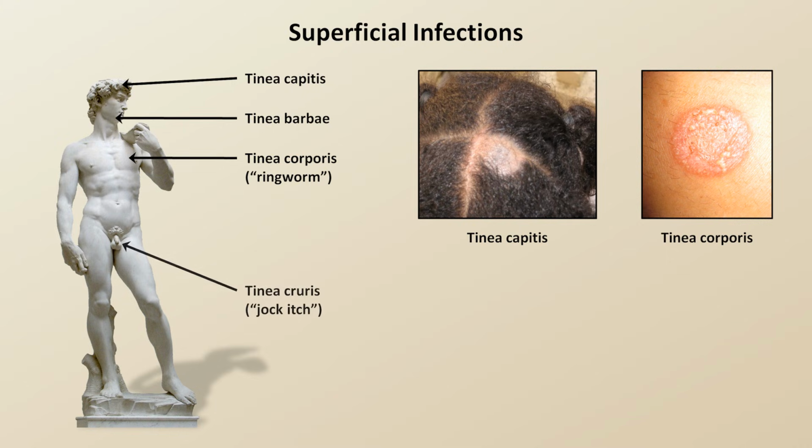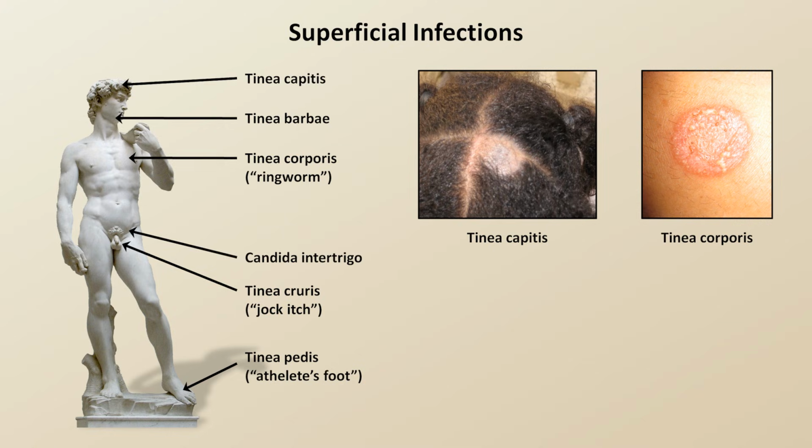In the groin, there is tinea cruris, more commonly known as jock itch. And in the feet, it is tinea pedis, more commonly known as athlete's foot. There are just a couple more remaining superficial infections.